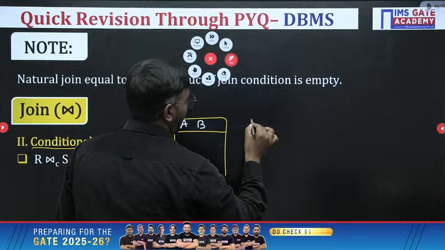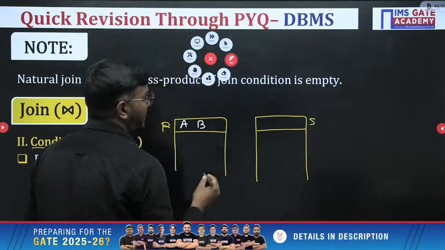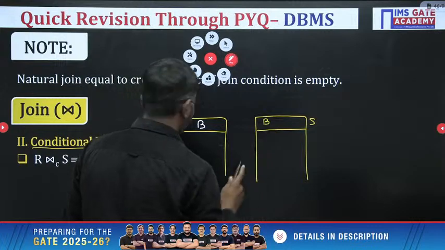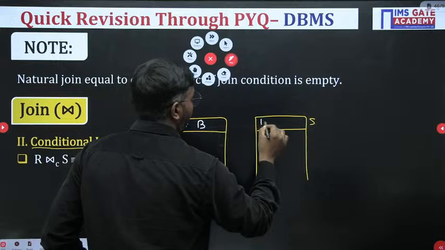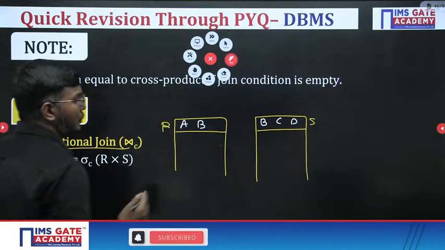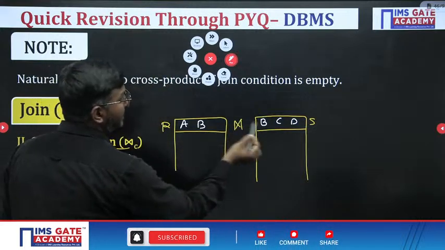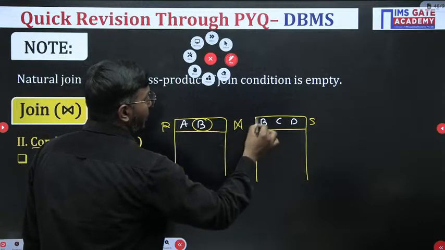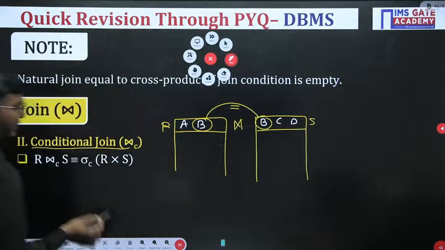Okay, let's take the attributes here: this is our S, with attributes B, C and D. Now if I perform the natural join here, then by default what will happen? There will be equality between the common attribute, which means it will check the equality between the B. But here, this is a conditional join.